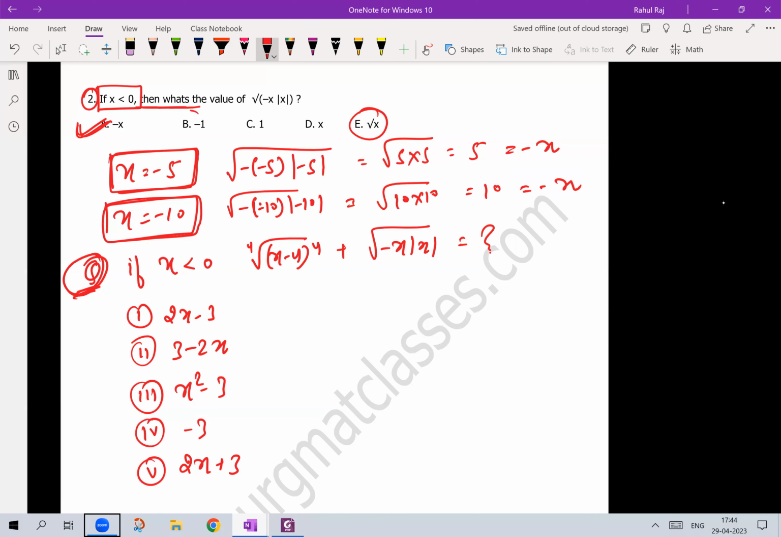Assume x is equal to -1, someone can assume x is equal to -50 also, right? Yeah, correct. They have not defined the value. They have not defined any values or value of x in the question. So your answer should be in the form of x only. Always remember that. Agreed?